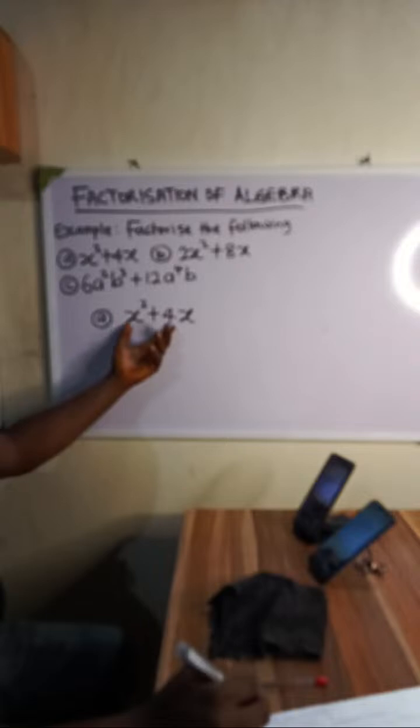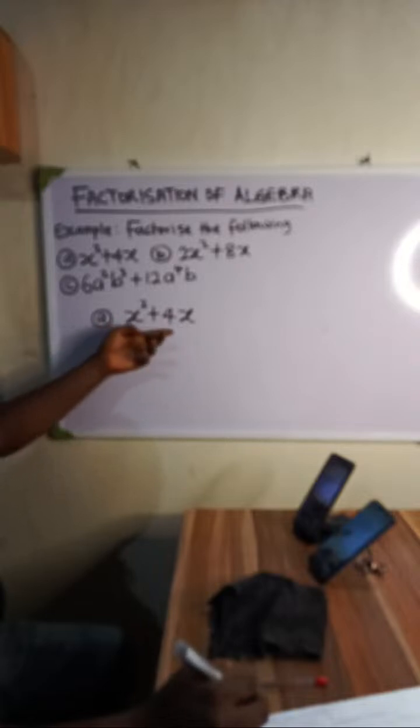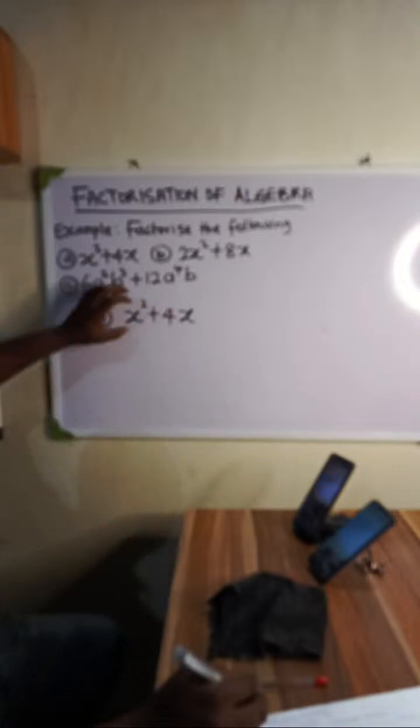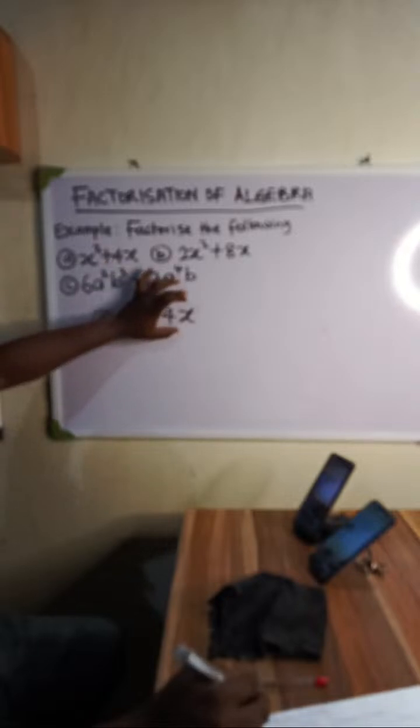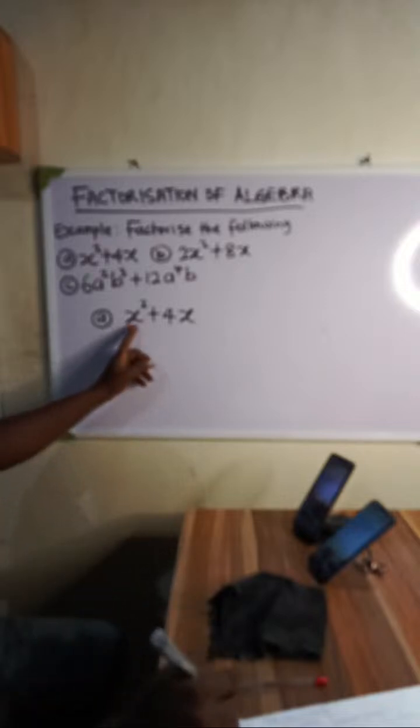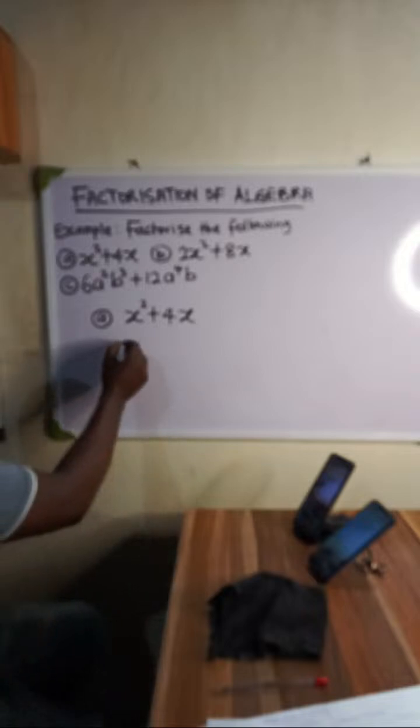So this is one algebra, but when you want to factorize, you consider this as a different algebra, consider this as a different algebra, and then you find their HCF. So what is the HCF of x squared and 4x? Does anybody know the answer? X, good. So we'll write it down, x.